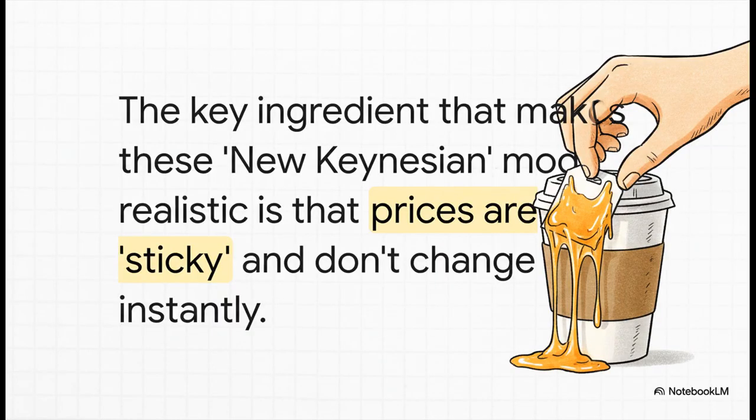But here's the secret sauce, the one little quirk that actually makes the whole thing work like the real world. The model has a built-in friction. Prices are sticky. Think about your local coffee shop. They can't just change the price of a coffee every 5 minutes, right? It costs money to print new menus, and you'd probably annoy your customers. That little bit of real-world inertia is absolutely crucial because it's why changing interest rates has such a big impact.